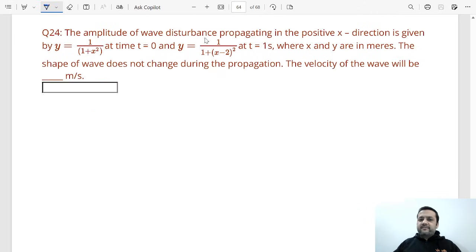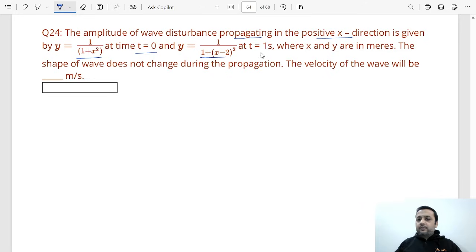See, in this question, the wave disturbance propagating along the positive x direction is given by y equals 1 by 1 plus x square at time 0, and this value at time 1. Here x and y are in meters. The shape of wave does not change during the propagation. The velocity of wave will be?